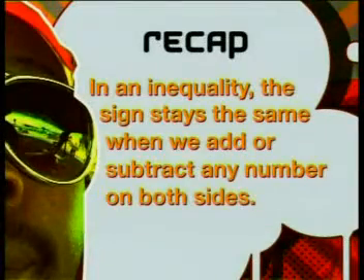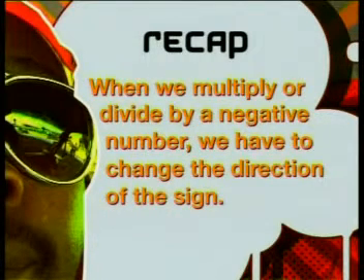In an inequality, the sign stays the same when we add or subtract any number on both sides. But when we multiply or divide by a negative number, we have to change the direction of the sign.